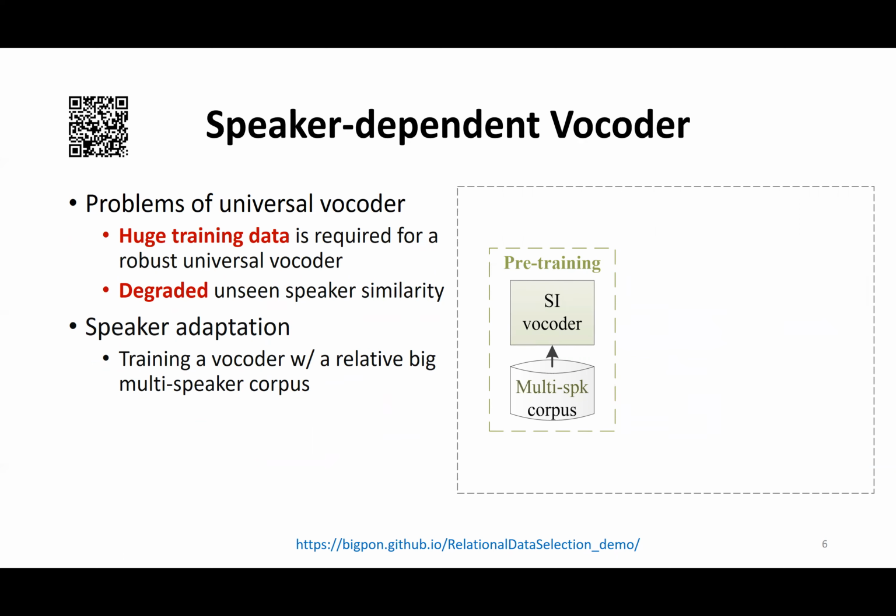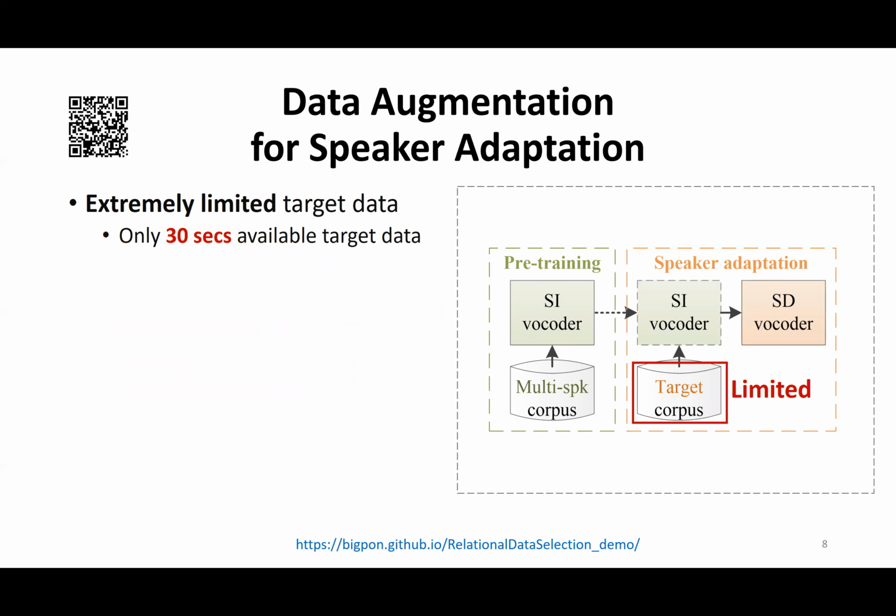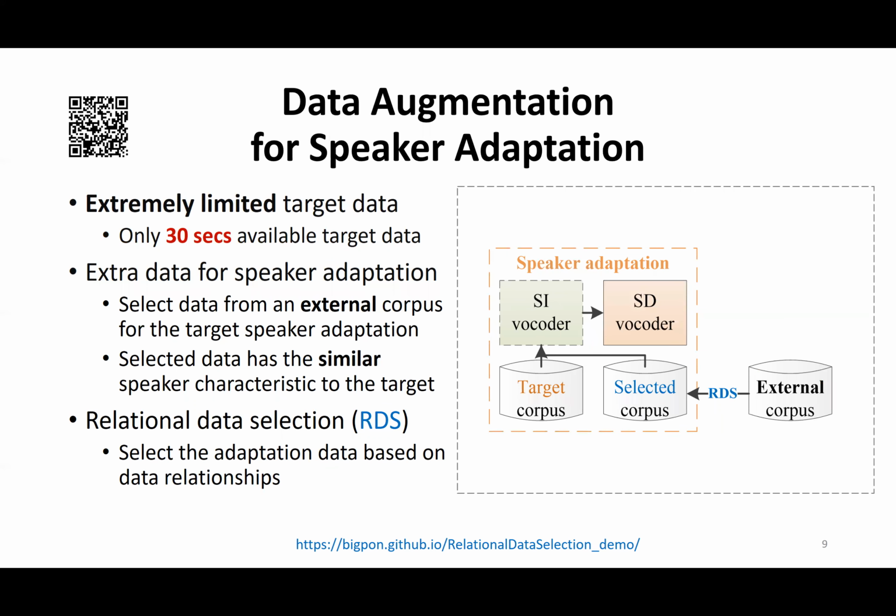Specifically, train a speaker-independent SI vocoder using a large multi-speaker corpus first. Then adapt the SI vocoder to a speaker-dependent SD vocoder using limited target speaker data. Generally speaking, 5-minute data is sufficient for the speaker adaptation. However, in this paper, we tackle a more challenging scenario where only 30 seconds of target data is available. A possible solution is to select suitable data from an easily accessible external multi-speaker corpus for the target speaker adaptation.